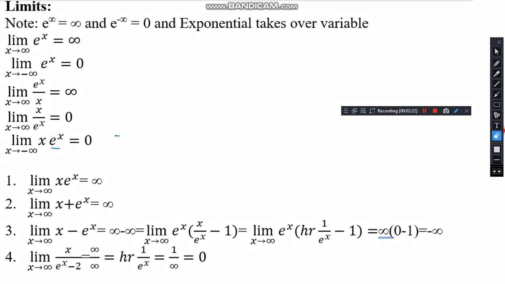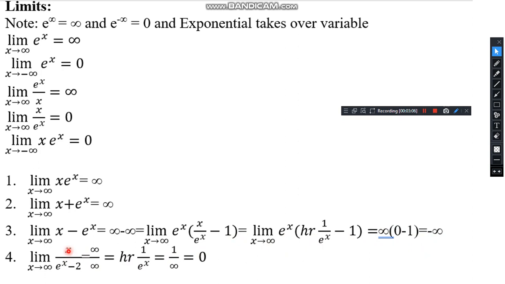So the variable is stronger than the logarithm, but the exponential is stronger than the logarithm and the variable. It's the strongest. So here, as x tends to infinity, this is infinity times infinity, which is infinity. Here infinity plus infinity is infinity. Here infinity minus infinity, we need to put in factor. So you can factor out the exponential, which is the strongest. You divide by e^x, so it's x over e^x minus 1. Here the exponential is stronger directly, like we did before, so instead of doing L'Hospital's rule, it's 0. So 0 minus 1 times infinity, so minus infinity.